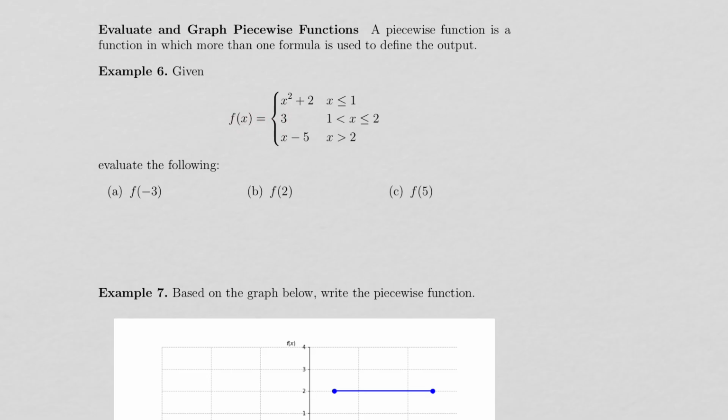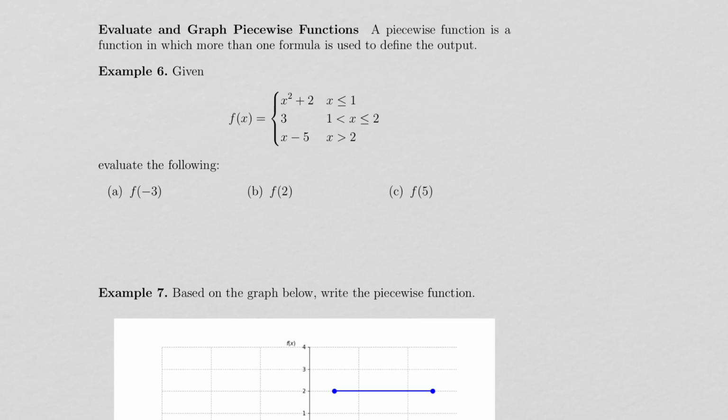f of x equals, well, it's going to be this piece, x squared plus 2, if x is less than or equal to 1. So if the domain is x less than or equal to 1, you'll use this piece. Then it's just going to be a constant output of 3, if x is greater than 1 or less than or equal to 2. And then you'll use this equation, x minus 5, if x is greater than 2. So it depends on what your input is, that will determine what output you're going to use.